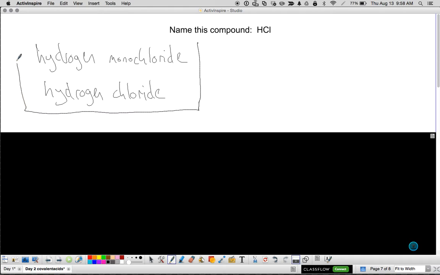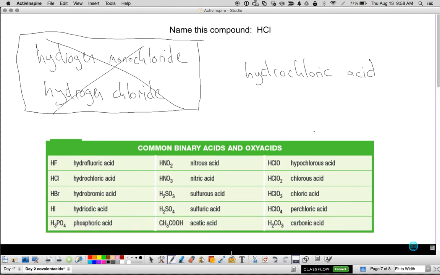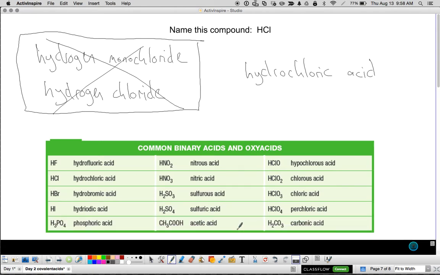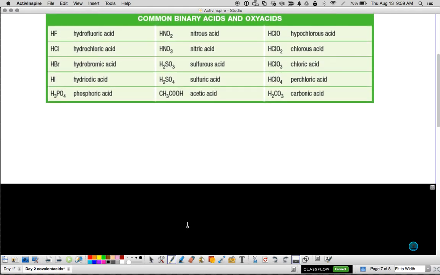Well, the answer is neither of those. They are both wrong. The name for this compound is hydrochloric acid. This, my friends, is stomach acid, hydrochloric acid. So the next thing we're going to be talking about is naming acids. And if I look through here, I notice that there are a whole bunch of different types of acids, just kind of like there are a whole bunch of different types of ionic compounds.